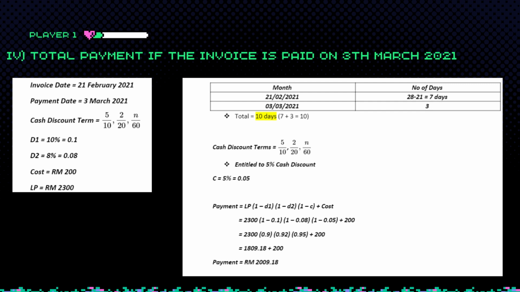In order to find the payment, you have to use the formula list price times (1 minus D1) times (1 minus D2) times (1 minus C) plus cost. Then substitute all of the information into the formula, and the total payment if the invoice is paid on 3rd March 2021 is equal to 2,009 ringgit and 80 cents.